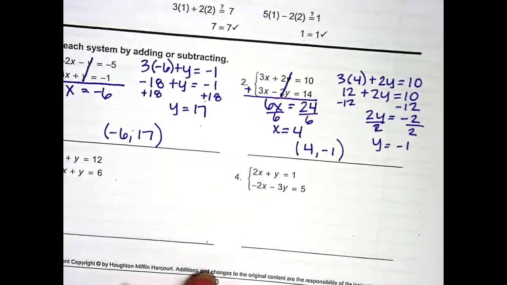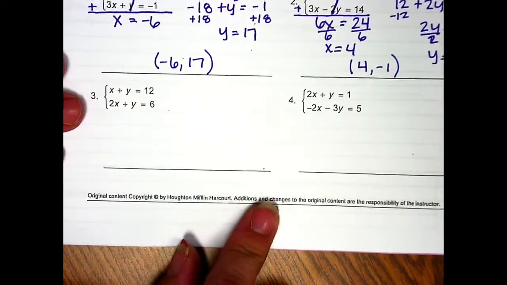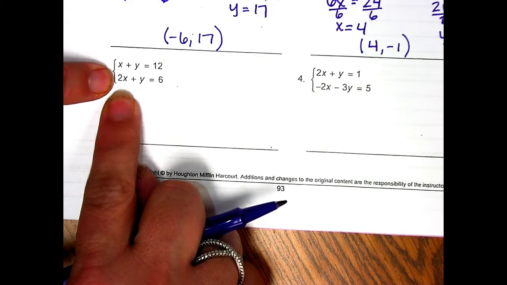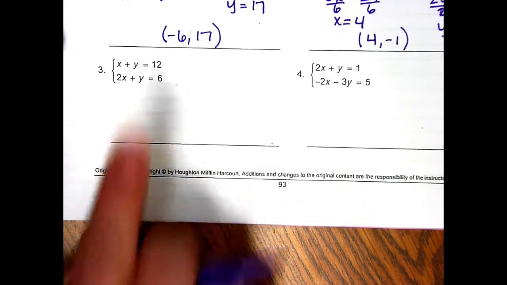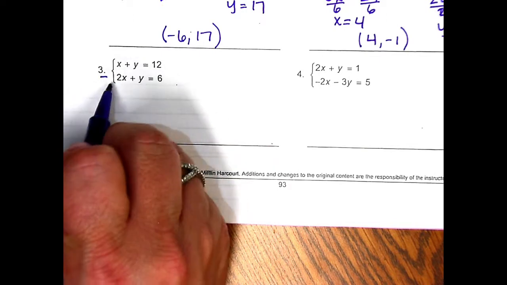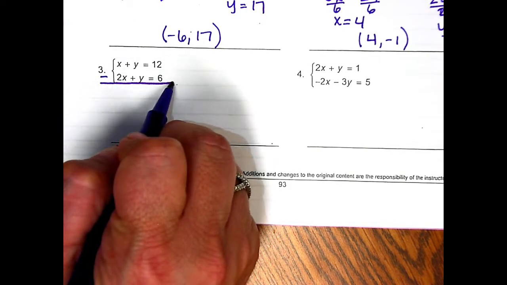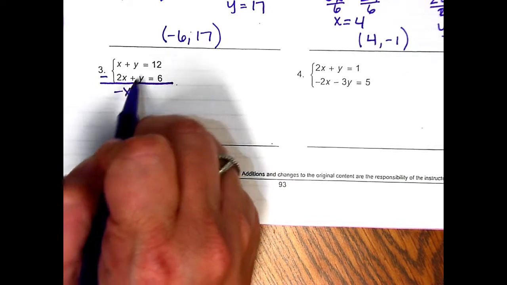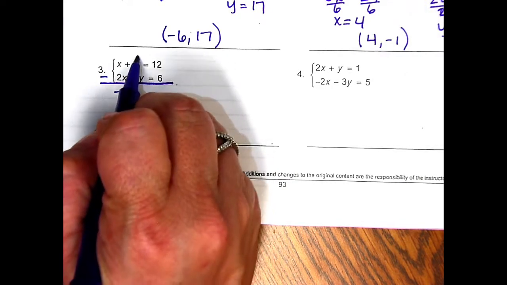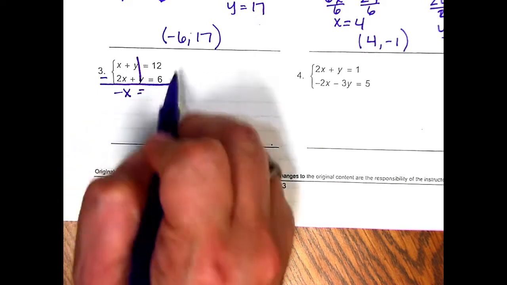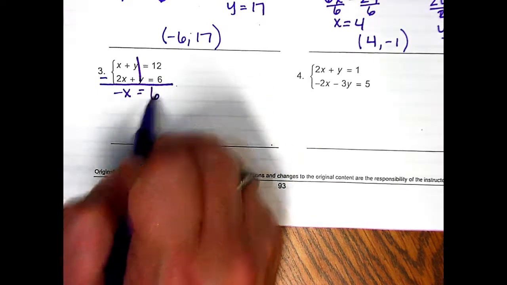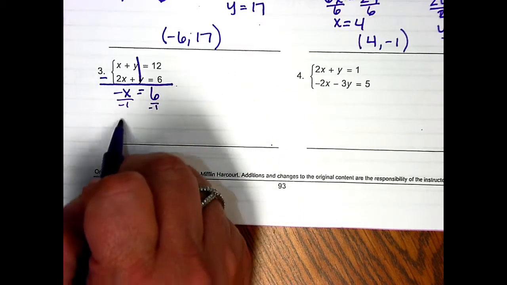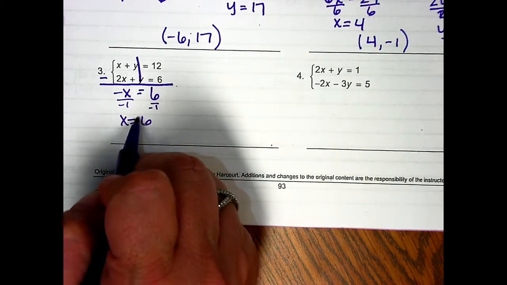On number 3, if I add these two together, I'd end up with 3x and 2y. So adding isn't going to work, so I'm going to subtract these two equations. So x minus 2x is negative x. Y minus y cancels out, and 12 minus 6 is 6. Divide by negative 1, and x equals negative 6.